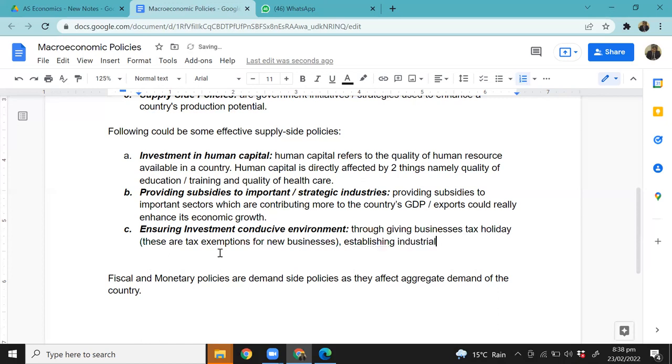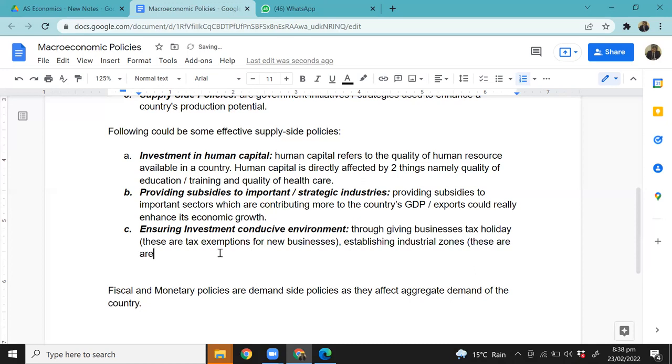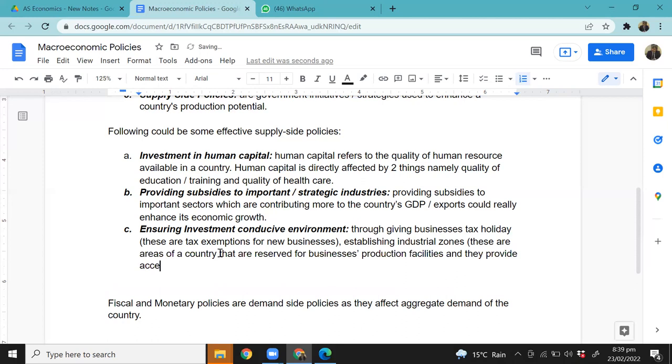Establishing industrial zones. So these are industrial zones that I was talking about. These are areas that are reserved for businesses, production facilities like factories, and they provide access to utilities like electricity, gas at subsidized rates, right? Students, are you getting me?